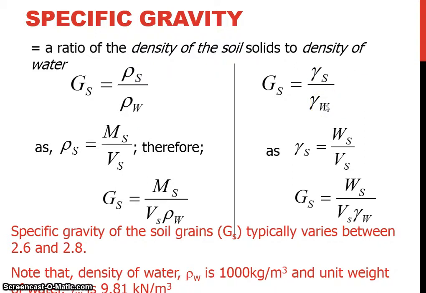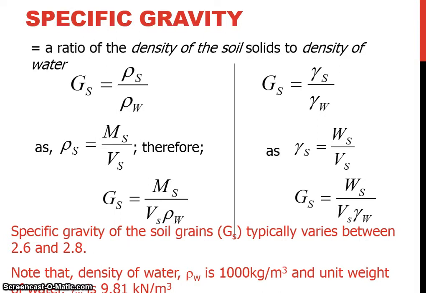So we can know whether the soil is denser than water or not. The specific gravity usually varies between 2.6 and 2.8 and it can be tested in the laboratory. You have to note that the rho of water, the density of water, is 1000 kilogram per meter cube, and the unit weight of water is 9.81 kilonewton per meter cube, or sometimes easily denoted as 10 kilonewton per meter cube.